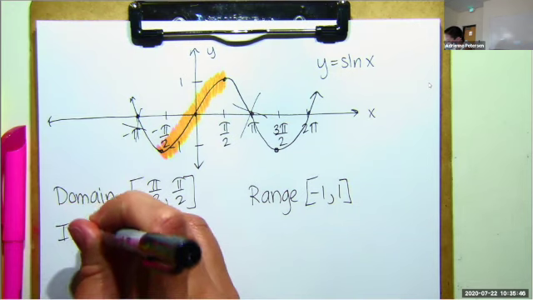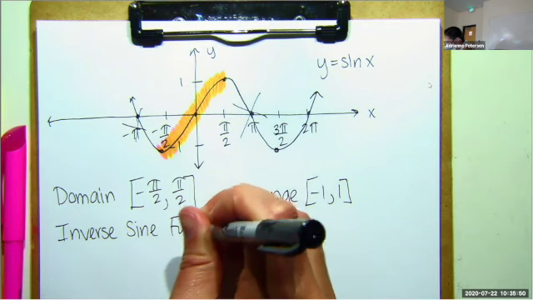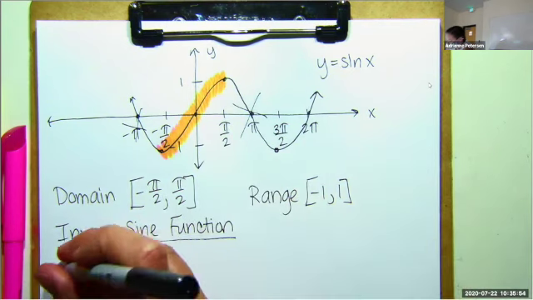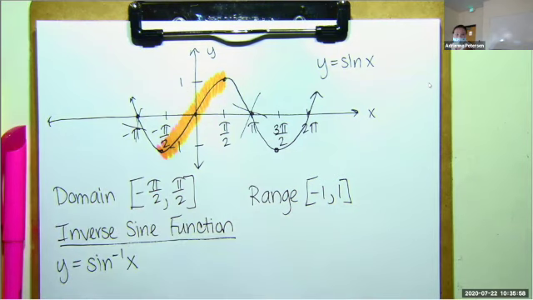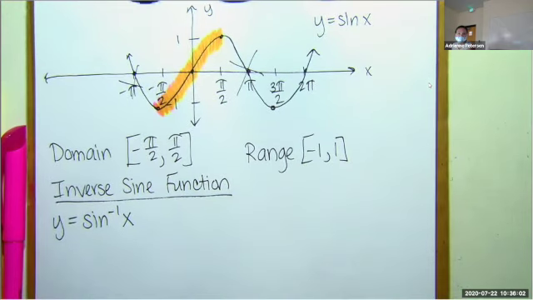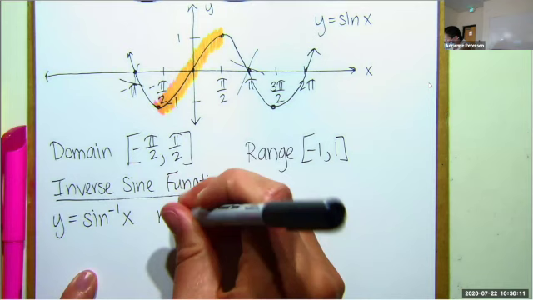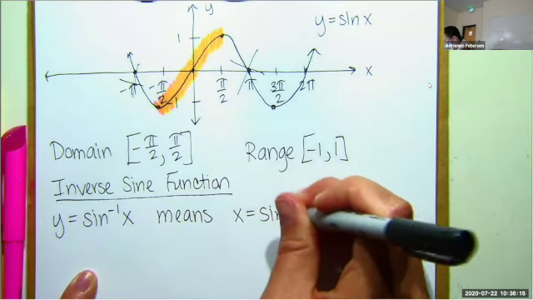So the inverse sine function is defined as y is equal to inverse sine of x. Remember that the -1 up there in the superscript is not an exponent. This means inverse, so this is not an exponent. So y is inverse sine of x. This means x is equal to sine of y.